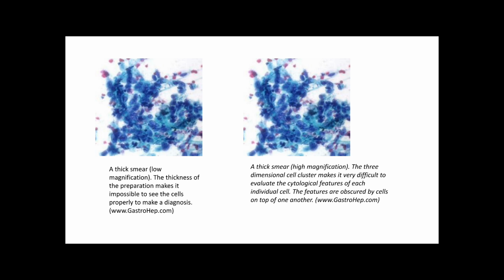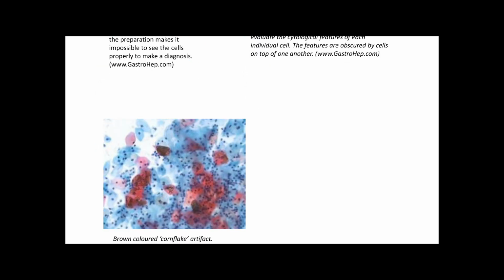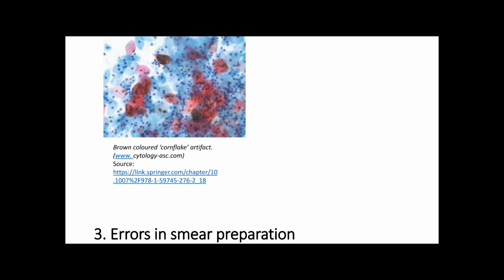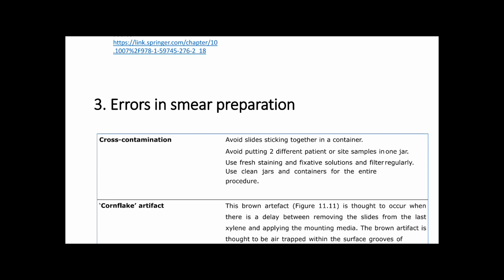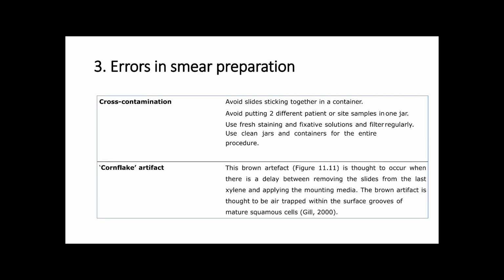Better to prepare a thin layer. So here again, brown colored cornflake artifacts, right? So next one, cross contamination is another problem. How to prevent? Avoid slides sticking together in a container. Avoid putting two different patients' or sites' samples in one jar.